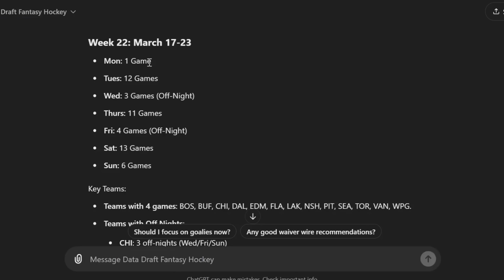Now, your elite level players are going to be in your lineup no matter what. The kind of middle of the pack guys, the 3rd to 9th round range guys, those are the guys that you might want to use this for.